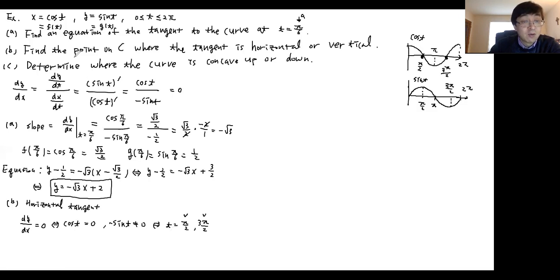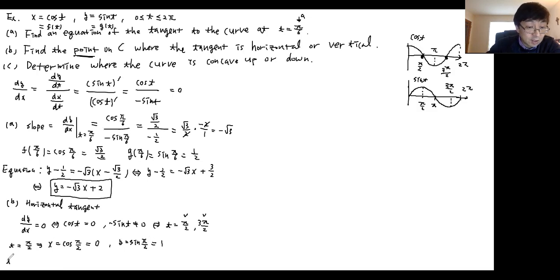Now find the point on the curve C. You can plug pi over 2 and 3 pi over 2 into x and y. First, t equals pi over 2. You plug into x: x is cosine of pi over 2, which is 0. You plug into y: y equals sine of pi over 2, which is 1.